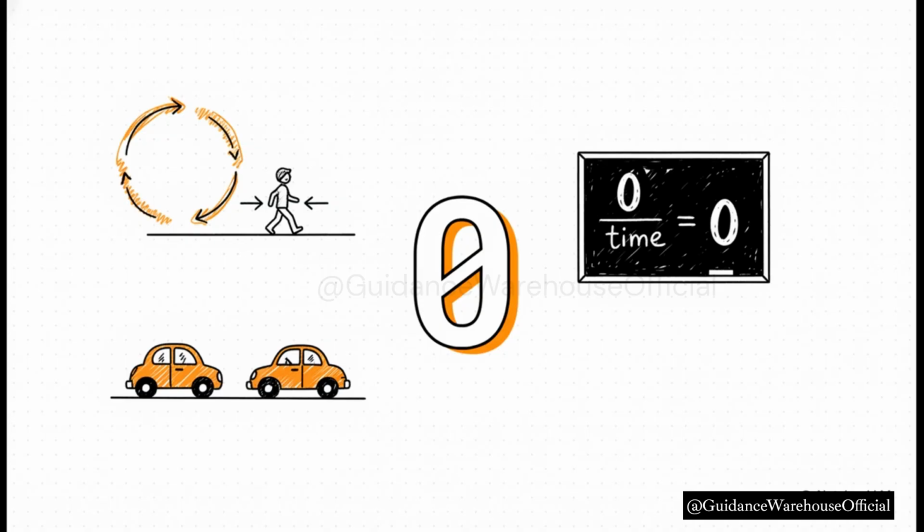And since we calculate average velocity by dividing displacement by time, well, 0 divided by any amount of time is still just 0. And that is the secret. That's how you can travel for miles and still have an average velocity of 0.